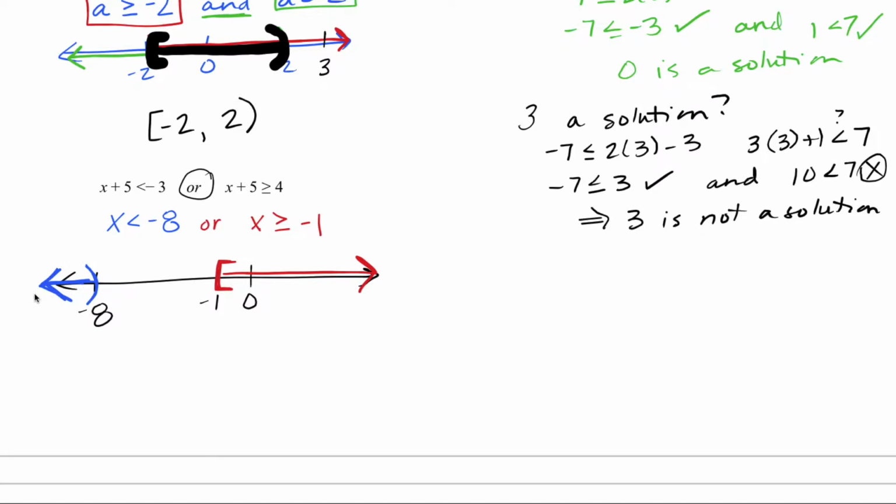Any of the numbers shaded in blue are true for the blue inequality, x is less than -8. Any of the numbers shaded on the red part of the number line are true for the second inequality. And either one of those regions, both of those regions are solutions. So we're going to say our solution set, starting from the number line left to right, is -infinity to -8, not including -8, together, union with -1 to +infinity.